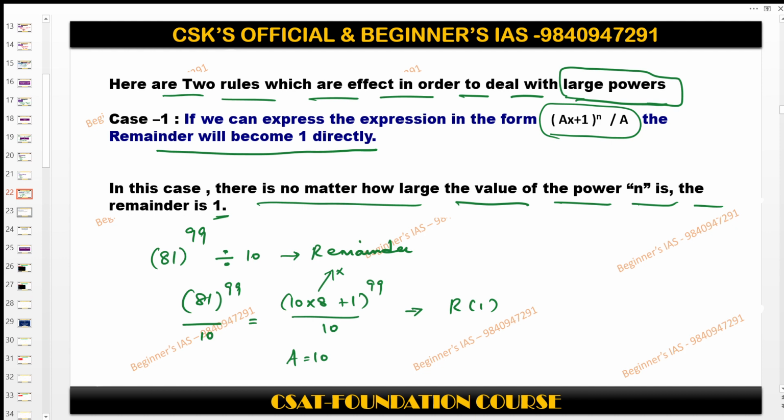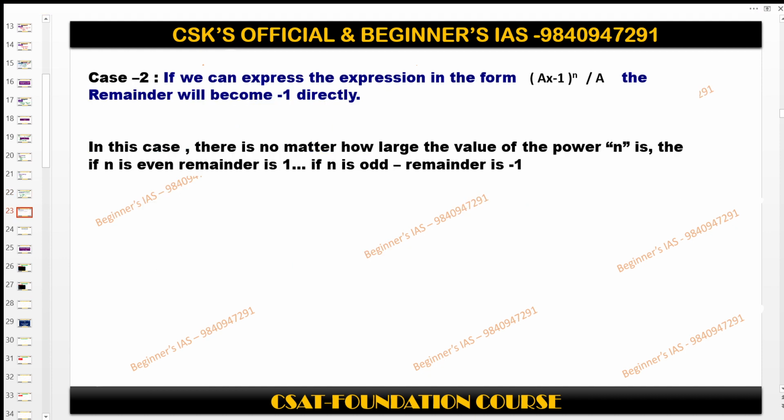Now, if we can express the following questions in the form of (ax minus 1) the whole power n by a, then no matter how large the power n is, if n is even, the remainder is 1. If n is odd, the remainder is minus 1. So now listen carefully.